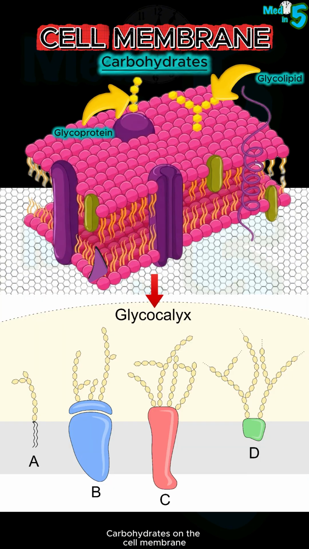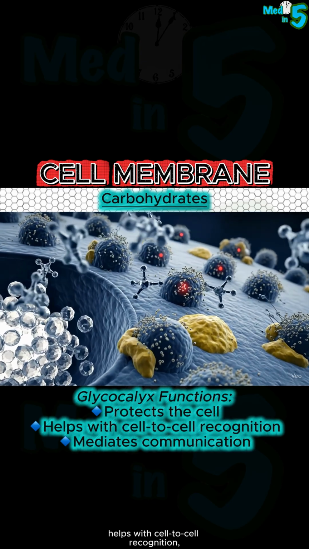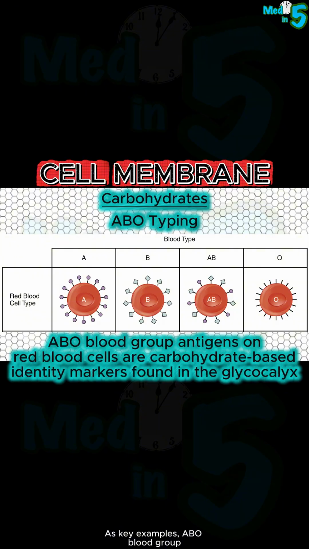Carbohydrates on the cell membrane are mainly attached to proteins and lipids, which form the sugar-rich layer called glycocalyx on the outer surface. This layer protects the cell, helps with cell-to-cell recognition, and mediates communication. As key examples, ABO blood group antigens on red blood cells are carbohydrate-based identity markers found in the glycocalyx.